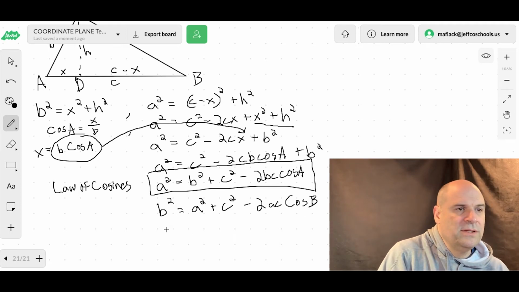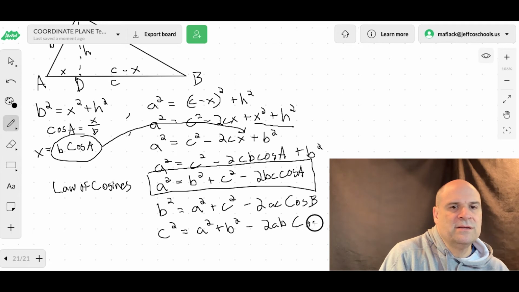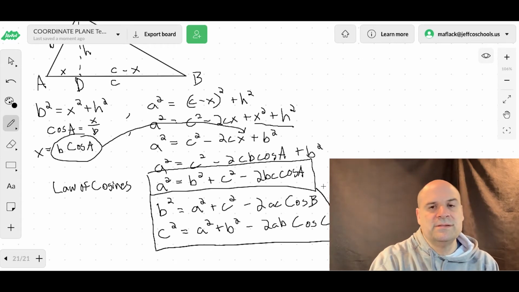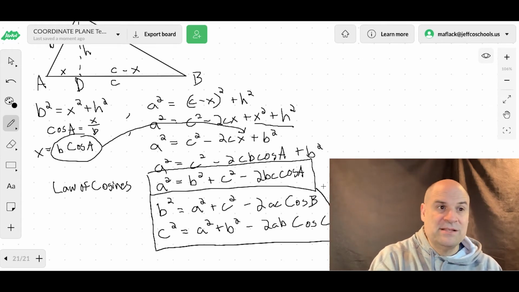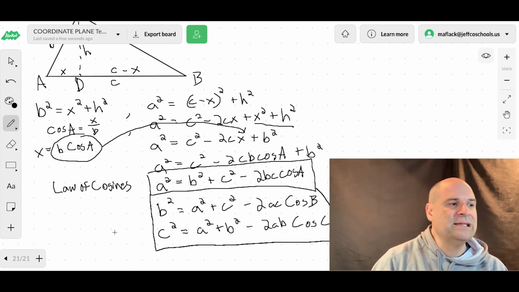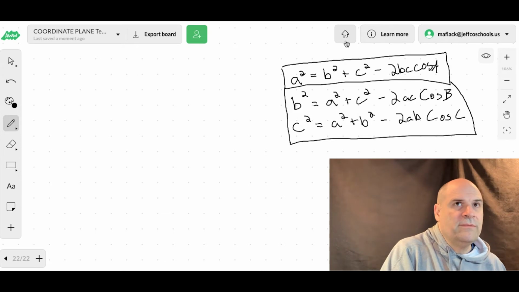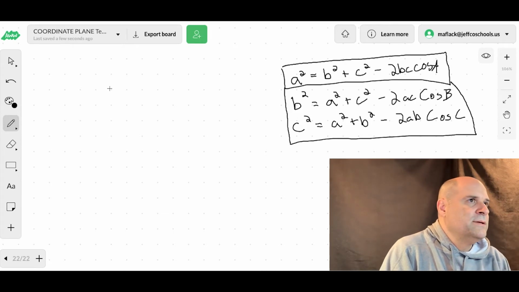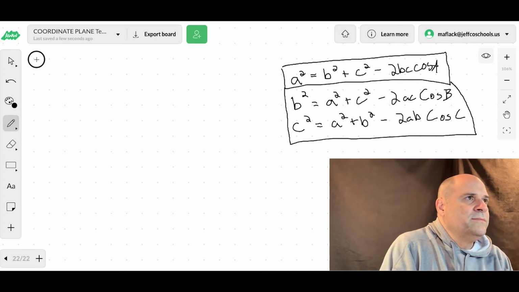And then our third one, c squared equals a squared plus b squared minus 2ab cosine of C. Okay, so these are all the law of cosines. That's what we can use to solve for missing components. So let's try example 1. I have my law of cosines over there.